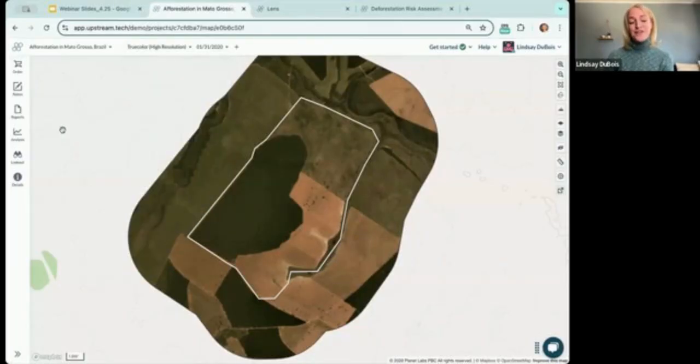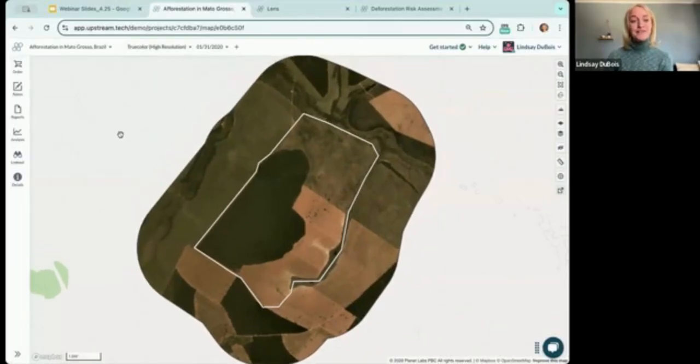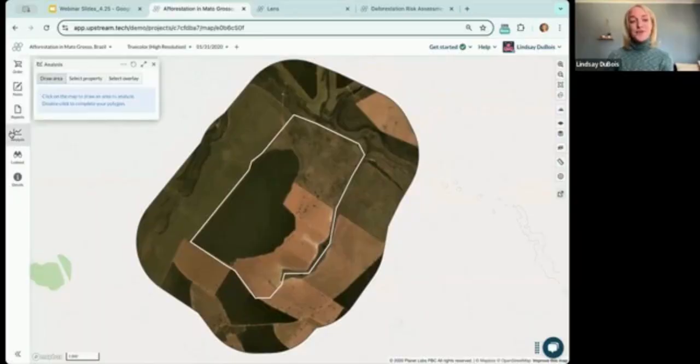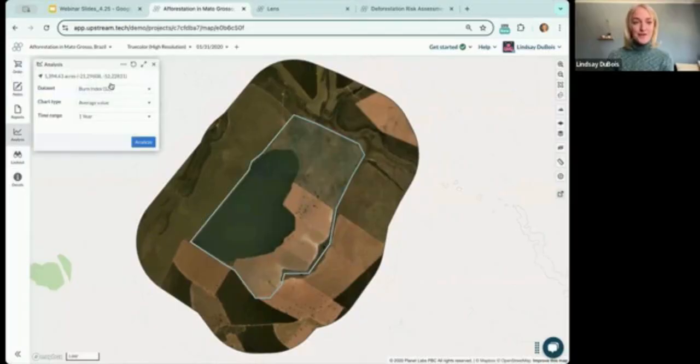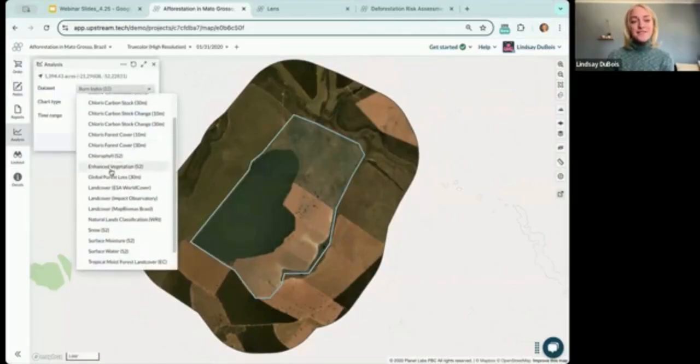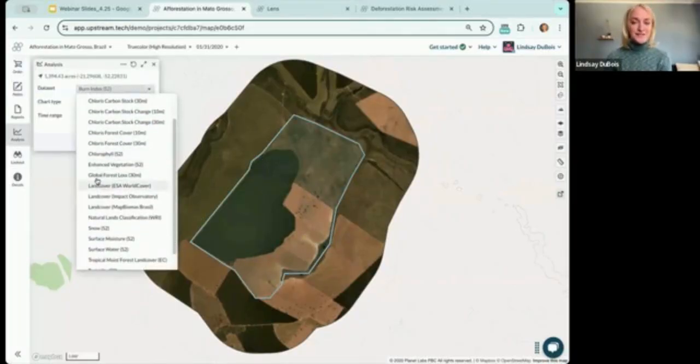And where I'm going to start is to look at some of the land cover data sets to see what the historical land use was. So I'm clicking on analysis over here. I'm going to select the entire property for analysis. And I have access to a few different land cover data sets on Lens.